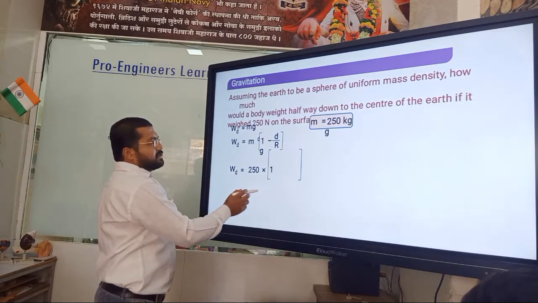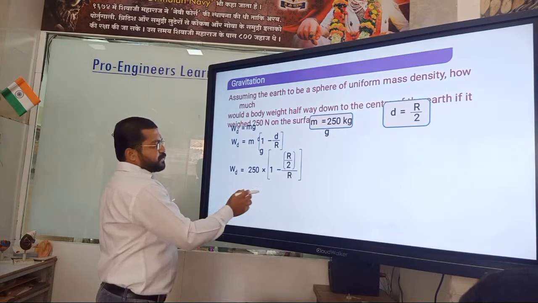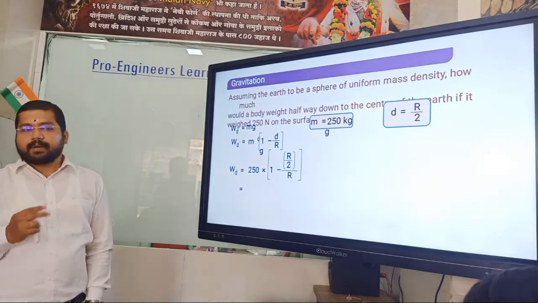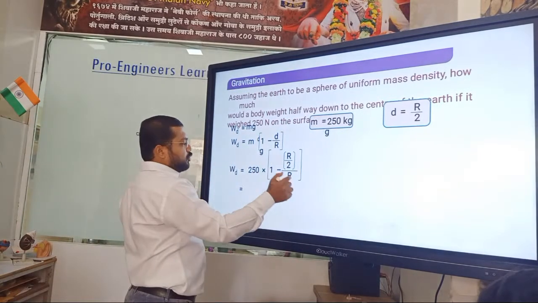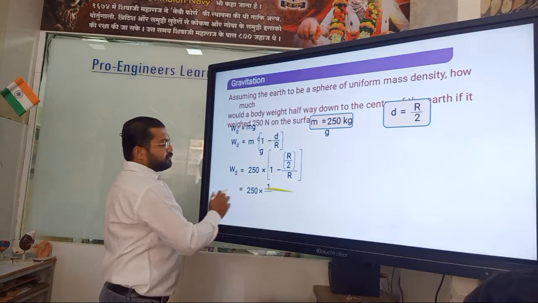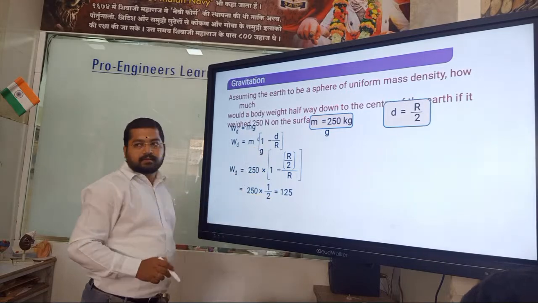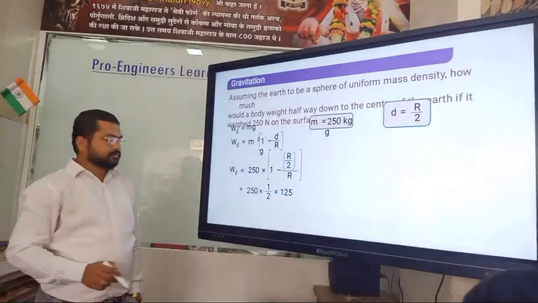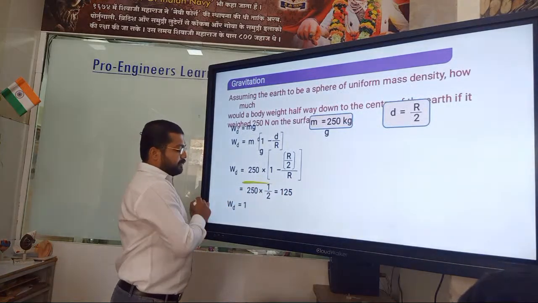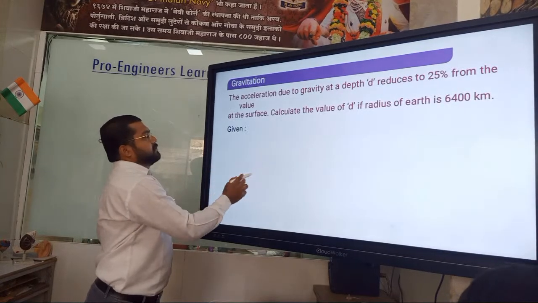So value of m is 250 and depth is r by 2. So r by 2 by r. So 250 into 1 by 2, r cancels, right? Yes. So the answer is 125 Newton. Now next, second question.